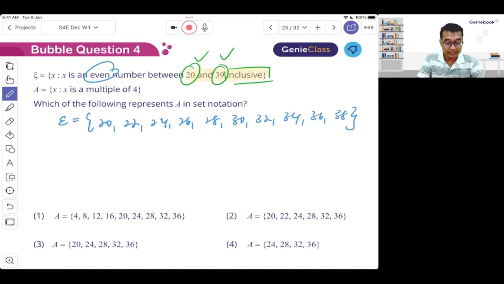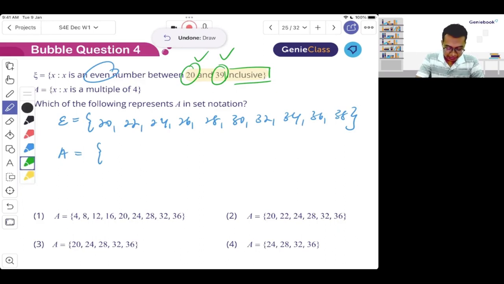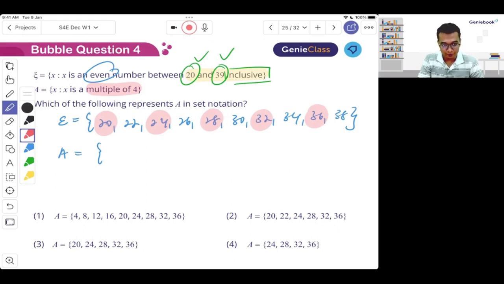Okay, so even numbers, once again, it means that it has to be divisible by 2. Now, the condition here is that it must be a multiple of 4. So as I've mentioned, you need to look at your universal set and see whether that element is divisible by 4. So let's start with 20. Is it divisible by 4? Yes, indeed. And 24 is divisible by 4. 28 is divisible by 4. 32, 36, and stop there.